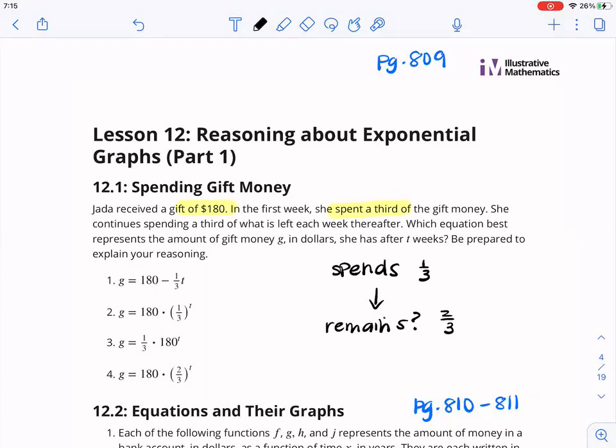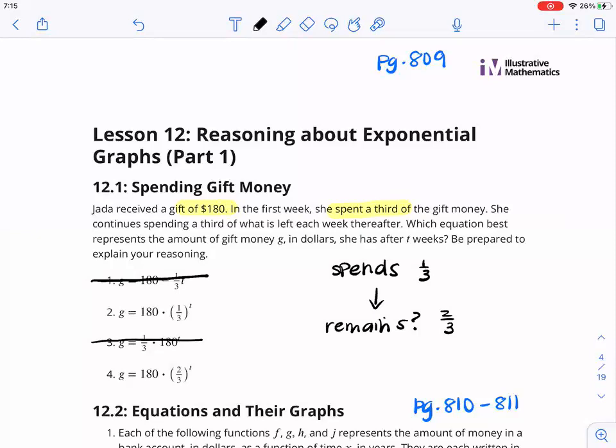So if we look at our options here, number 1 is actually a linear function, so we can cross that one out. And we know that 180 is our initial amount, so we can cross out number 3 because 180 is the growth factor there instead of the initial value. So we've whittled this down to options 2 or 4, and they both have 180 in the initial amount place, where A is, and then we have 1/3 for the growth factor or 2/3 for the growth factor.